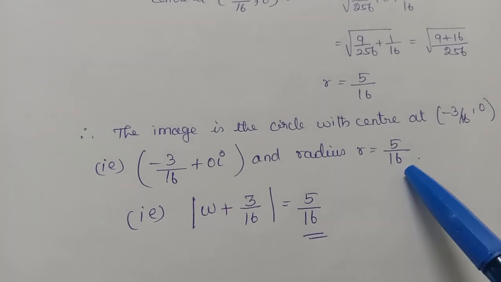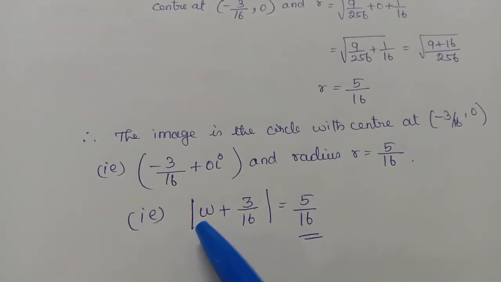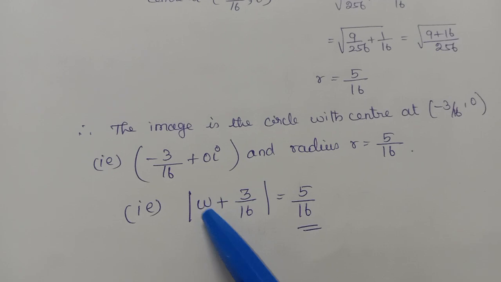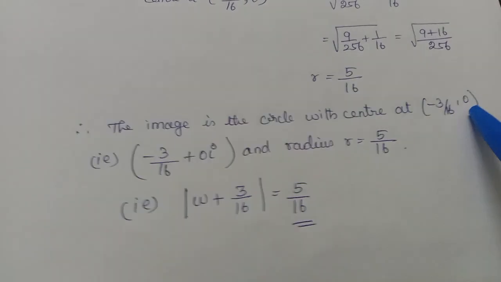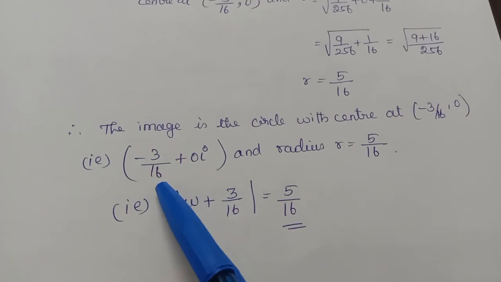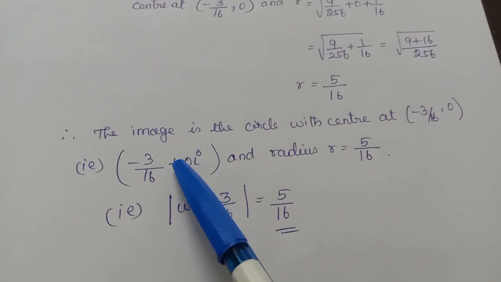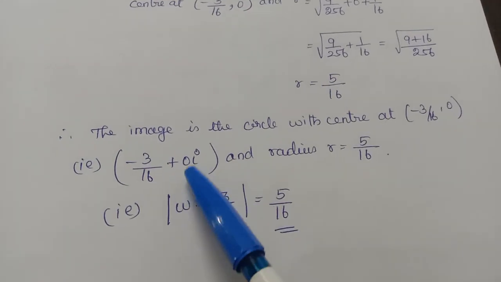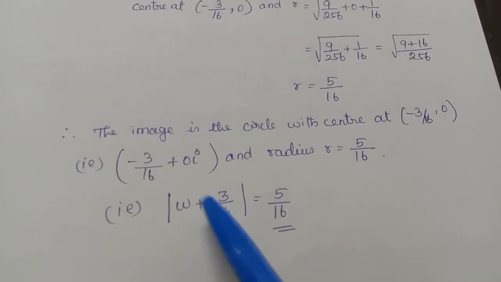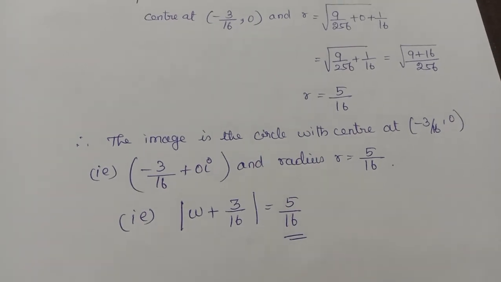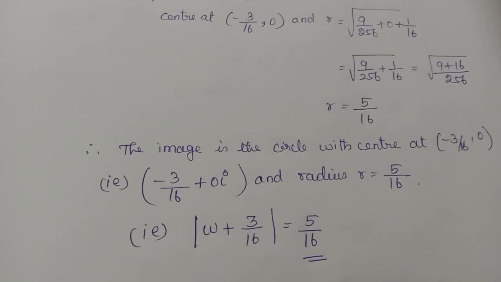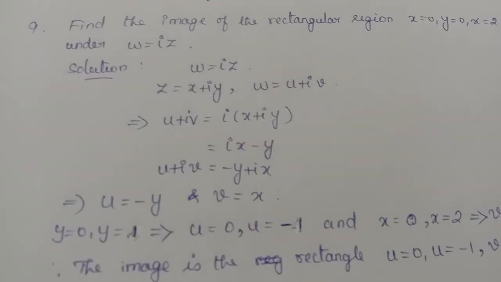So how will you write it in complex numbers? Modulus. So here it is the image plane, no? So you should write w minus center. What is the center? Minus 3 by 16 comma 0, no? That you have to write as minus 3 by 16 plus 0i. This number you have to write here. Since it is 0i, I didn't write it here. So minus of minus will become plus, equal to what? 5 by 16. Okay, right. Then the next problem.